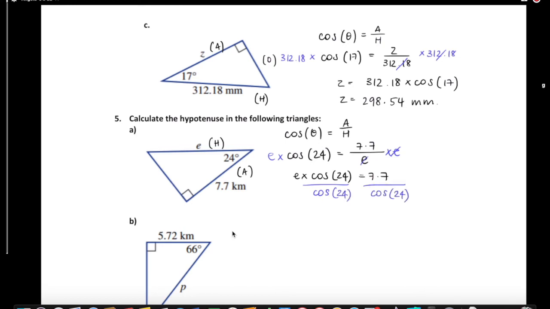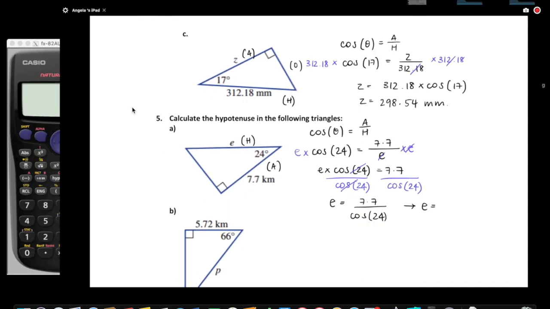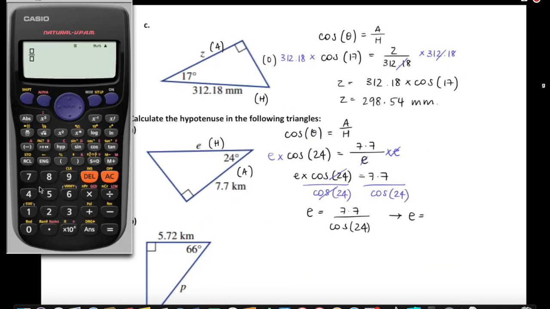So I'm going to divide both sides by cos of 24, and that's going to give me E is equal to 7.7 divided by cos 24. Therefore E is equal to, and if you go to your calculator, set up a fraction, so we can just type in 7.7, move the cursor down, cos of 24, and that'll give us E is equal to 8.43, I'm going to say 43 kilometers.